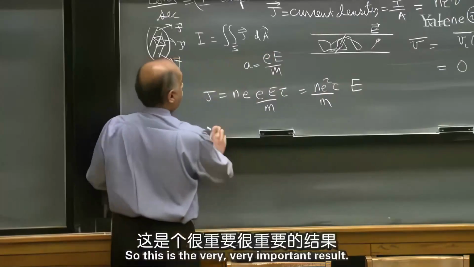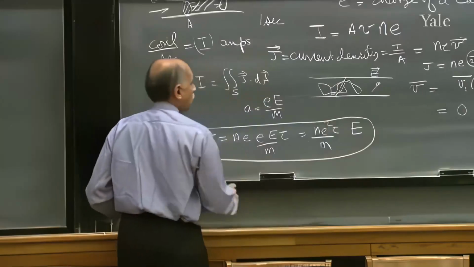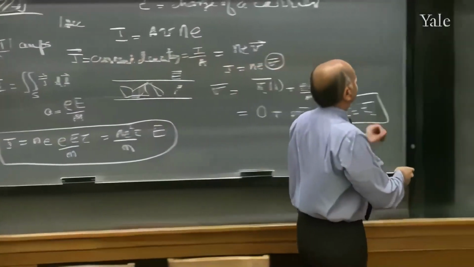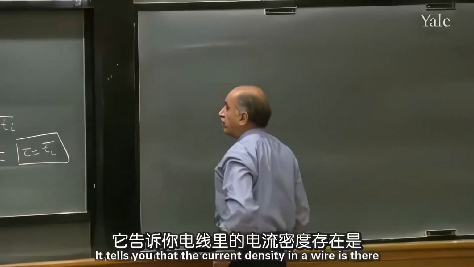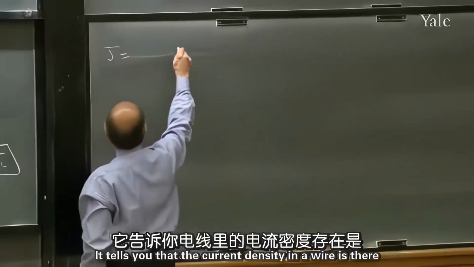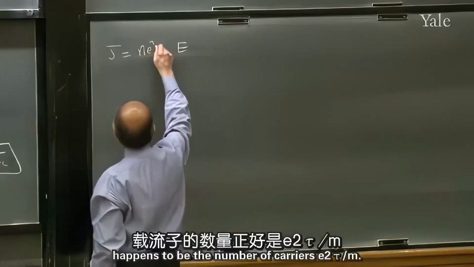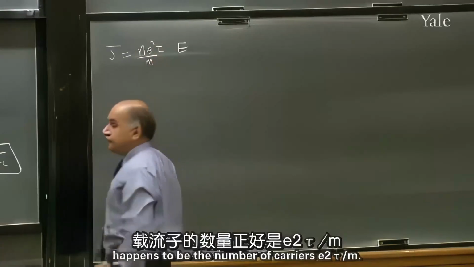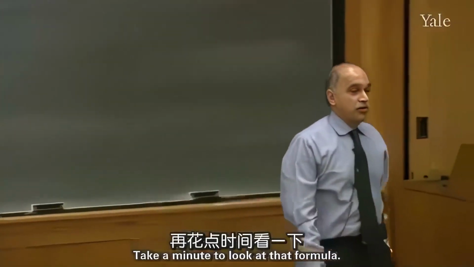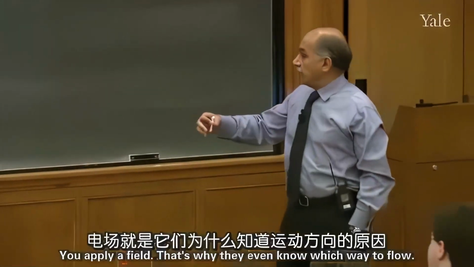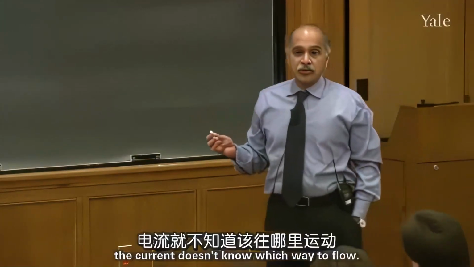So this is a very, very important result. So I'm going to go back and study this result. It tells you that the current density in a wire is there thanks to the electric field, and the number in front of it happens to be n e squared tau over m. Does that formula make sense? Take a minute to look at that formula. You apply a field. That's why they even know which way to flow. If you don't have a field in a wire, the current doesn't know which way to flow.